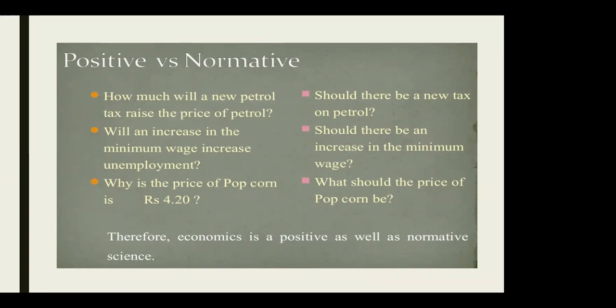In case of normative, we ask the same question as should there be an increase in the minimum wage. In positive economics, we see why the price of popcorn is rupees 4.20 paise, whereas in normative, we question what the price of popcorn should be by taking several aspects into account. We come to a conclusion of how much the price should be. So therefore, economics is positive as well as normative. It's both sides.